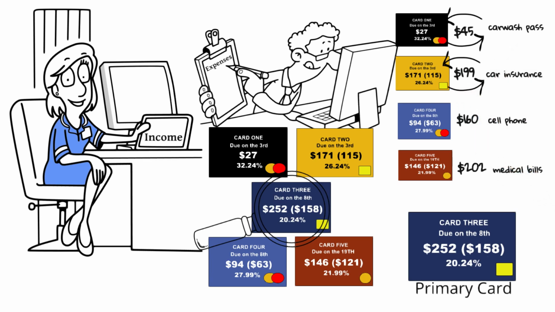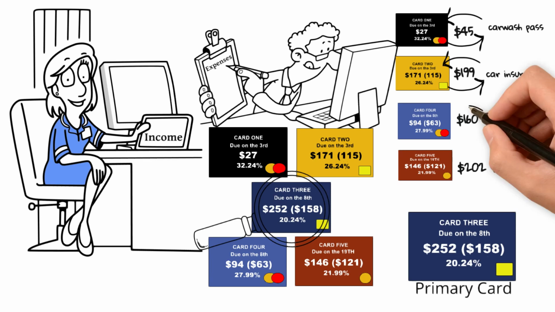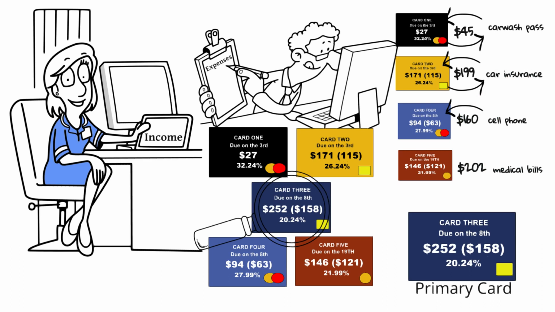The next card has a minimum payment due of $94. We're going to match that with, let's say, a cell phone bill. So the cell phone bill is $160. So we're going to pay as our minimum payment $160. We wait for that to come off the balance of that card, clears that balance, and now we're free to pay for that cell phone bill with that card.